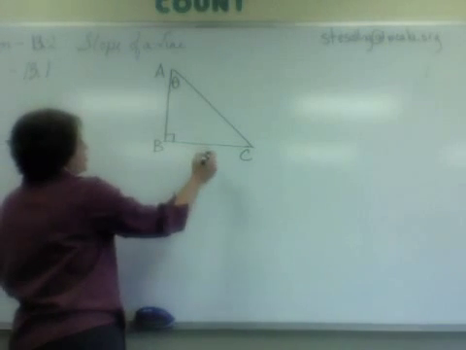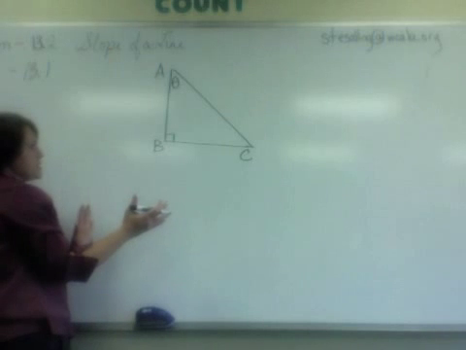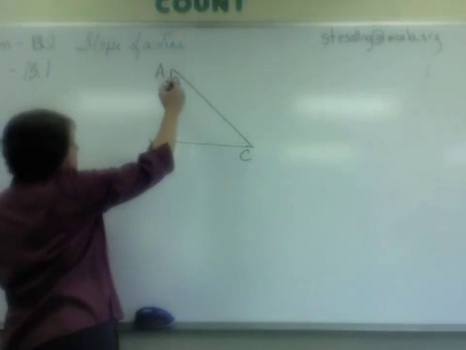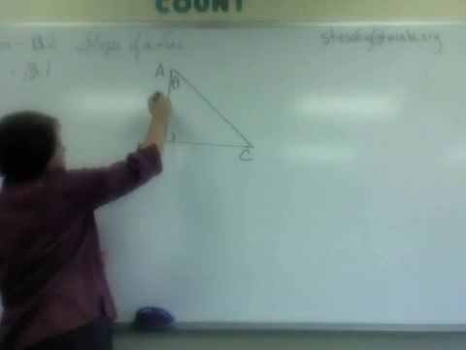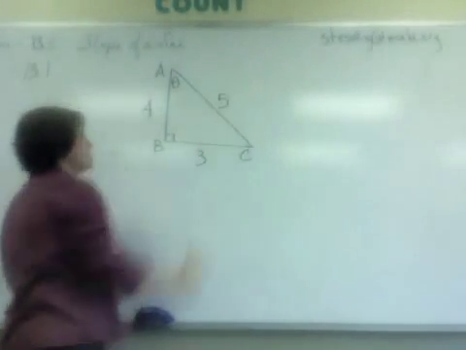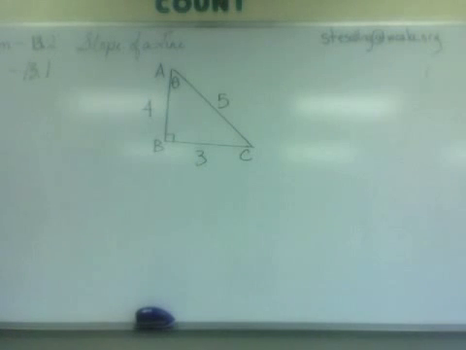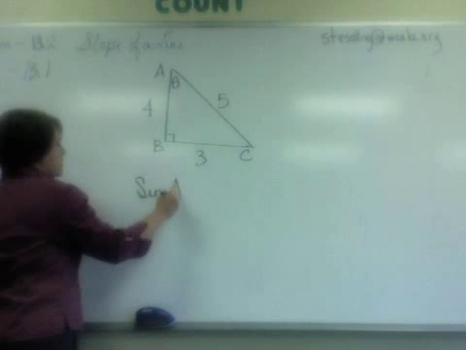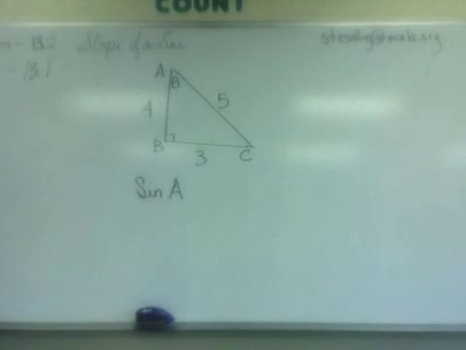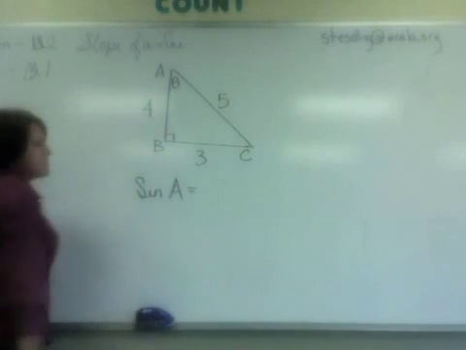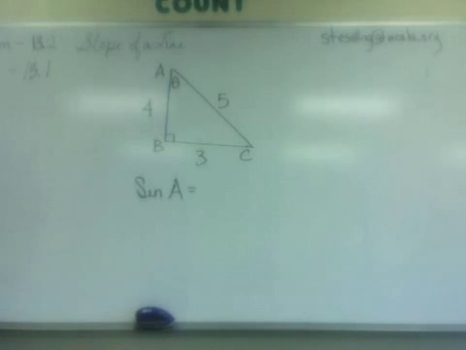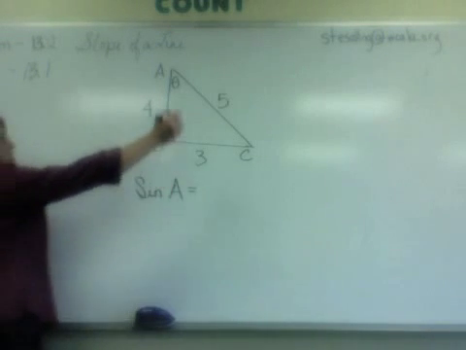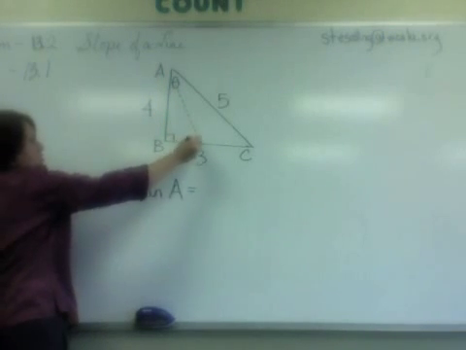And I'm going to put measures on these sides, all right? It looks like an isosceles right triangle, but we'll pretend it's not. Legs of 4, 3, and a hypotenuse of 5. Okay. The sine of A, angle A, is equal to the opposite leg, opposite of what? Opposite of angle A. Well, if this is angle A, and I go straight across, which side?